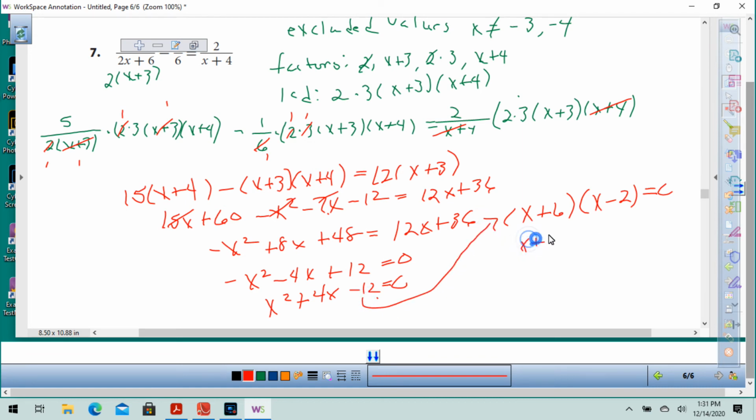So x plus 6 equals 0, so x equals negative 6. x minus 2 equals 0, so x equals 2. So my solution is either x equals 2 or x equals negative 6, because neither one of those are excluded.